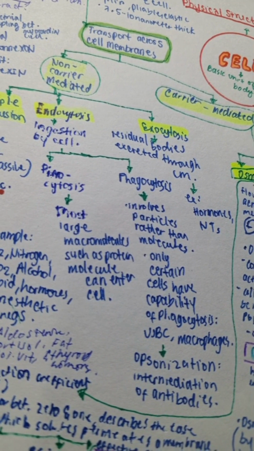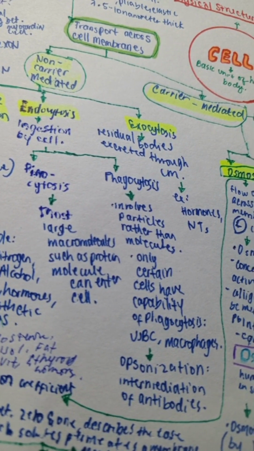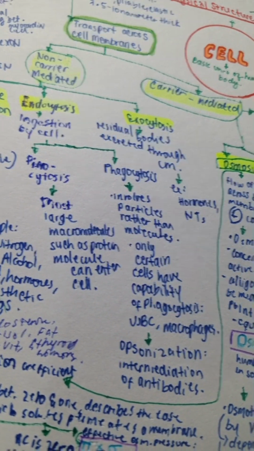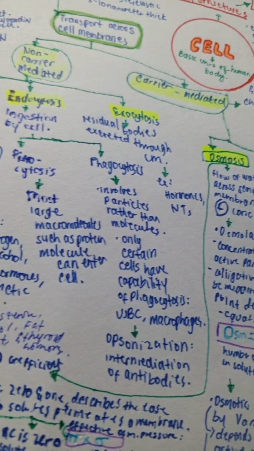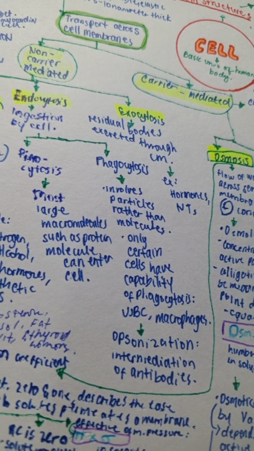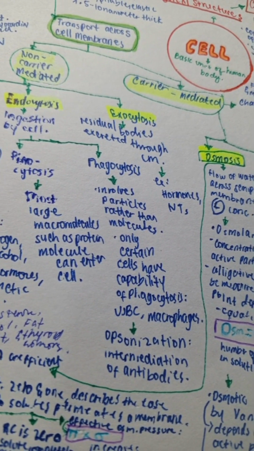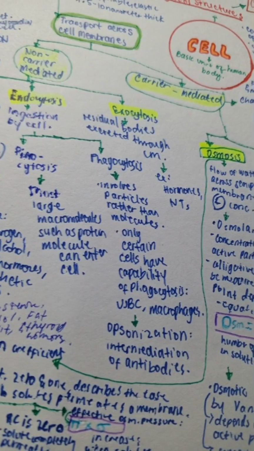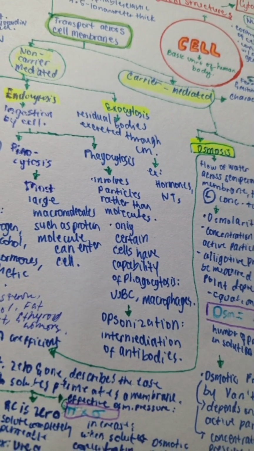So in pinocytosis, it's macromolecules. However, in phagocytosis, it is particles. And only certain cells have the capability of phagocytosis, such as white blood cells and macrophages. And there's also the process we call opsonization. Opsonization is the intermediation of the antibodies.